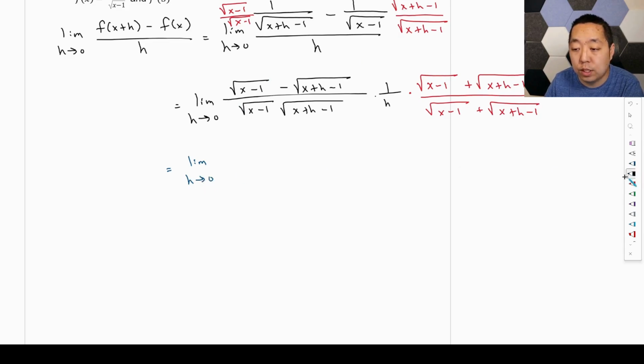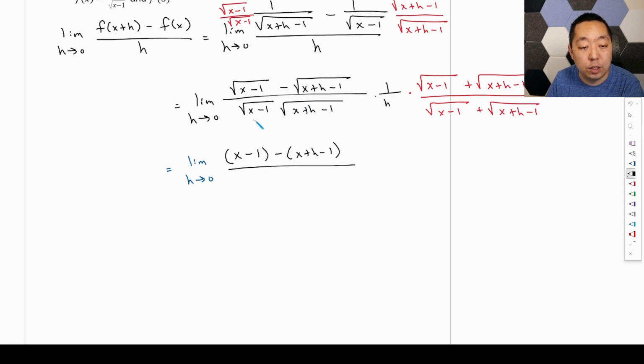Oops, switch to blue instead of black. So root x minus 1 times root x minus 1 is going to be x minus 1. Then the inner terms will cancel, because that's what difference of squares does. And then it's going to be minus this times this, which is x plus h minus 1. And I would strongly recommend you put parentheses so you don't forget to distribute the negative sign.